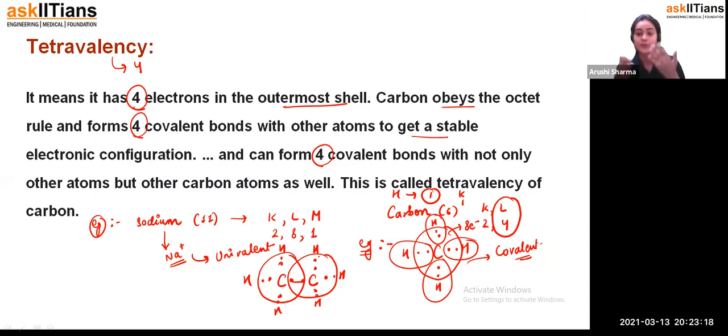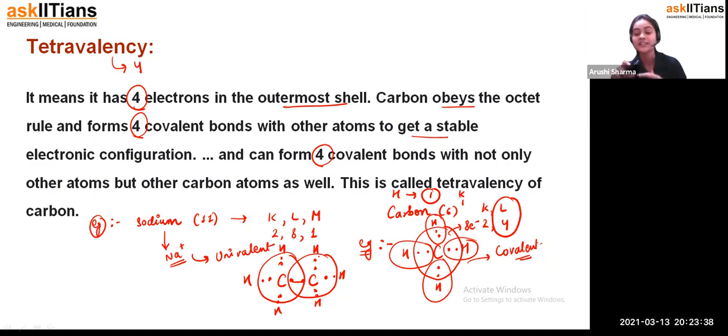And see, students, when carbon is tetravalent in nature, and has the property that it can combine with other carbon atoms because of the sharing of electrons, what property does this lead to? Exactly, the catenation property. Because catenation is what? When carbon atoms combine together and form a large molecule, we call that catenation.